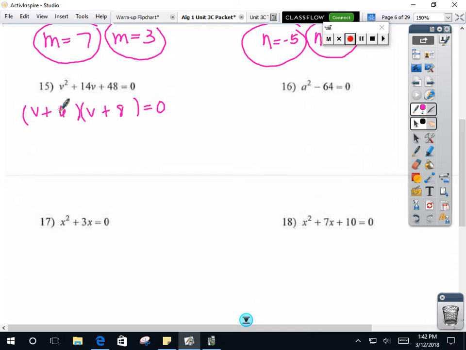Okay, and then when you set v plus 6 equal to 0 and solve, it ends up being v equals negative 6, which is a number that when plugged in would make it equal 0, and it's a location where an x-intercept will be for the parabola. When you put v plus 8 equal to 0 and solve, you get v equals negative 8, which is your other number that when plugged in for the v's will make it 0, and which is your other x-intercept. Okay, now turn to page 5.